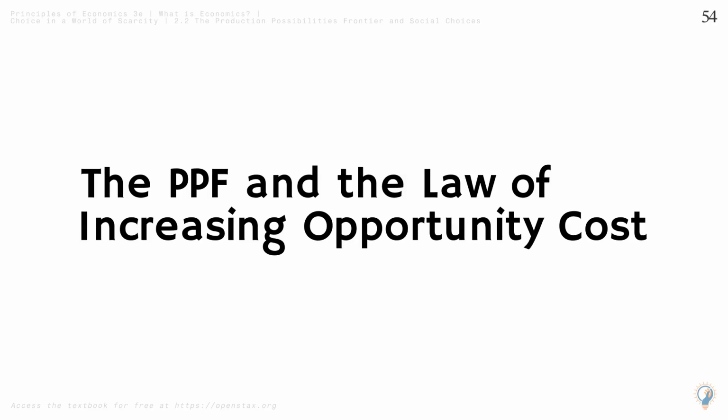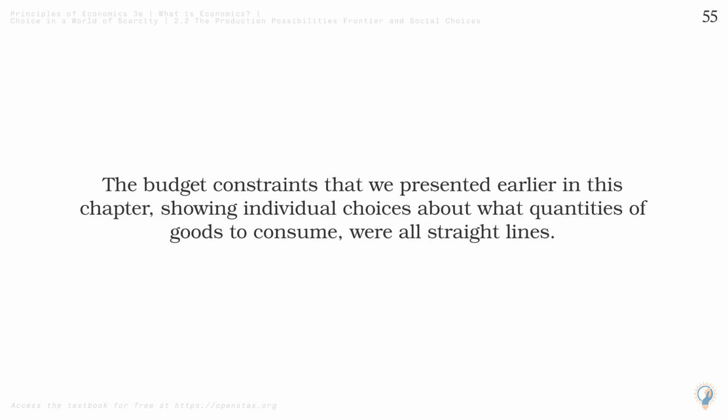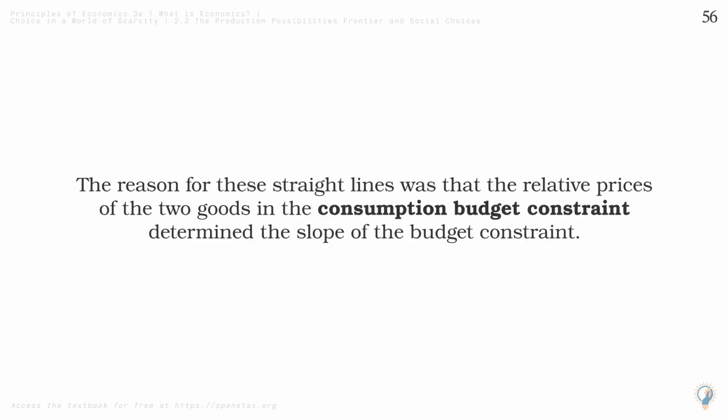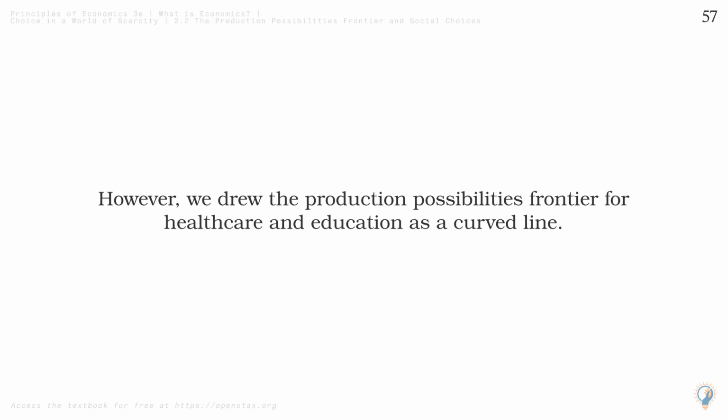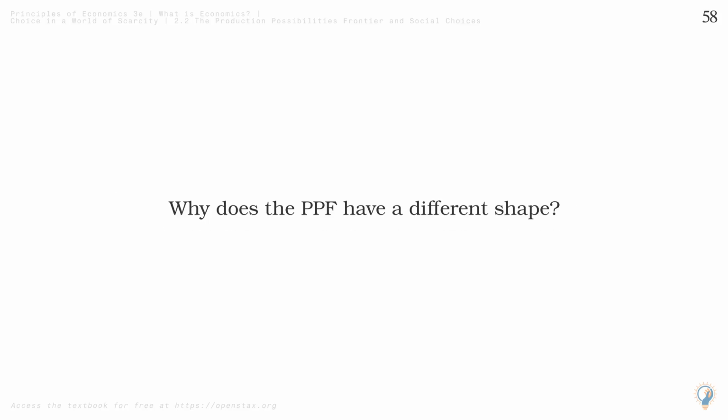The PPF and the law of increasing opportunity cost. The budget constraints that we presented earlier in this chapter, showing individual choices about what quantities of goods to consume, were all straight lines. The reason for these straight lines was that the relative prices of the two goods in the consumption budget constraint determined the slope of the budget constraint. However, we drew the production possibilities frontier for healthcare and education as a curved line. Why does the PPF have a different shape?